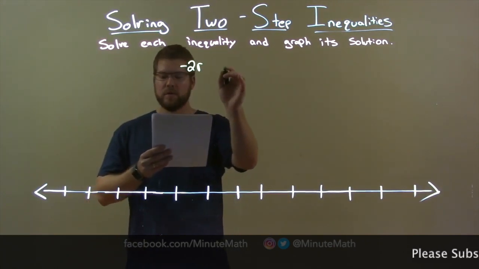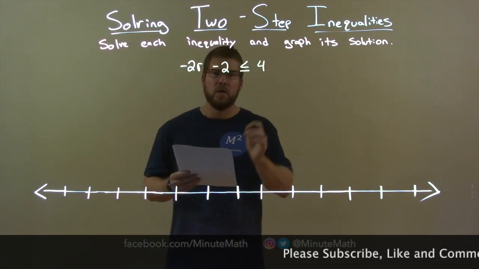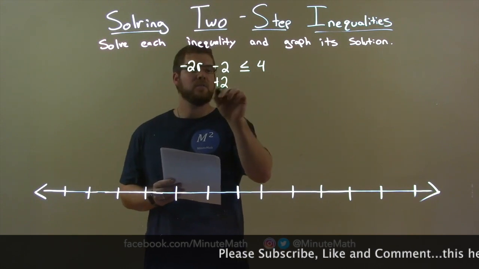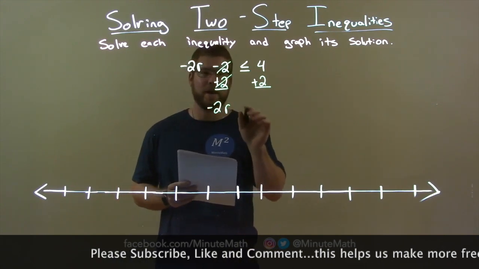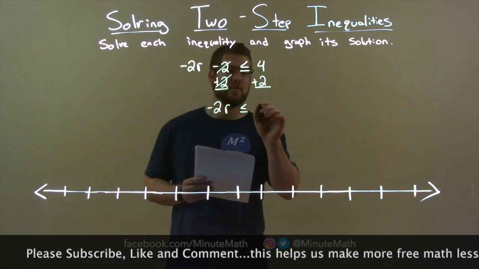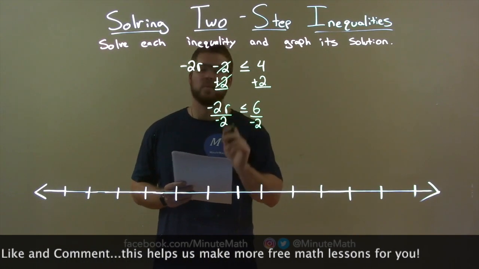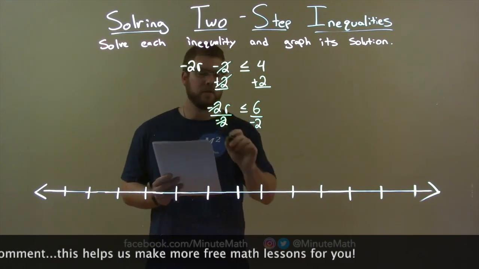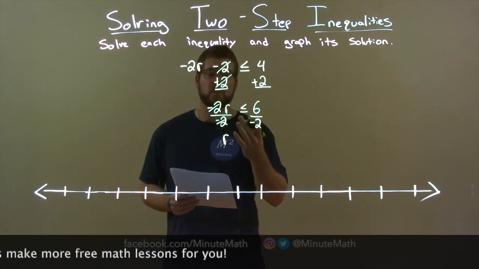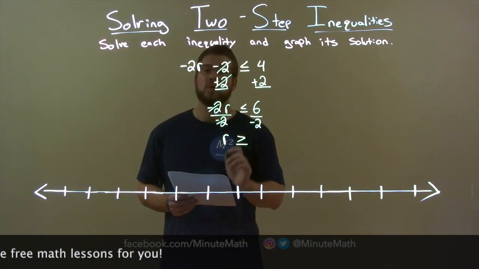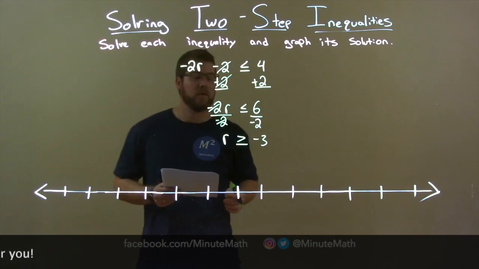Negative 2r minus 2 is less than or equal to 4. First thing I want to do is add 2 to both sides. The 2's cancel on the left, giving me negative 2r on the left. We're still less than or equal to, and 4 plus 2 is 6. We then divide both sides by negative 2, because remember, the opposite of multiplication is division. The negative 2's cancel, giving me r by itself. Now when we divide over an inequality by a negative, the inequality flips. Less than or equal to is now greater than or equal to. 6 divided by negative 2 is negative 3. And so our answer here is r is greater than or equal to negative 3.